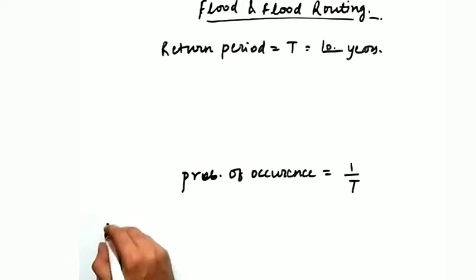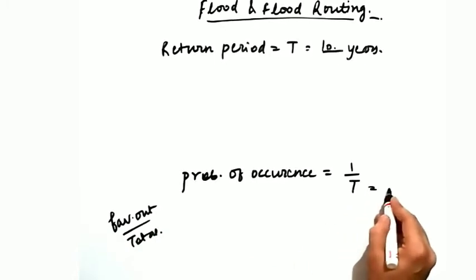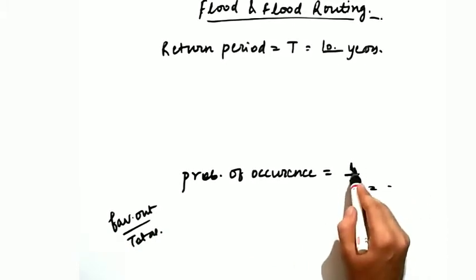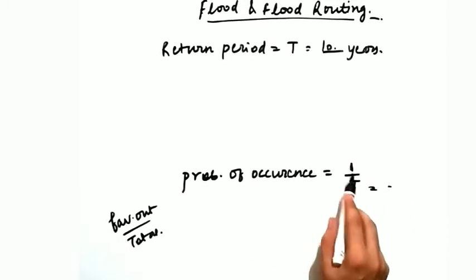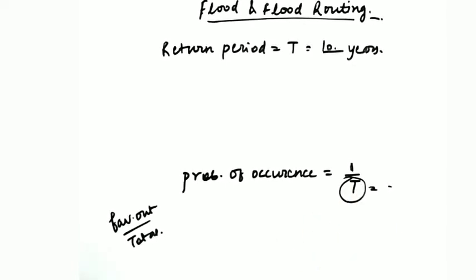What is probability? Probability means favorable outcomes divided by total outcomes. So the total is t and favorable is only once. The flood will come only once in t number of years. So 1 by t is the probability of occurrence of that flood.